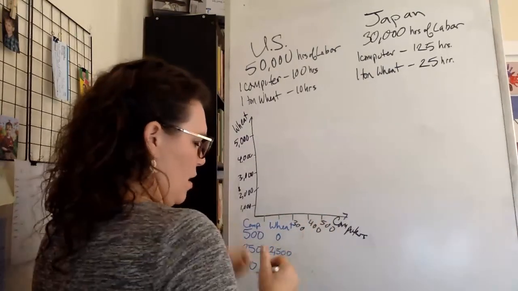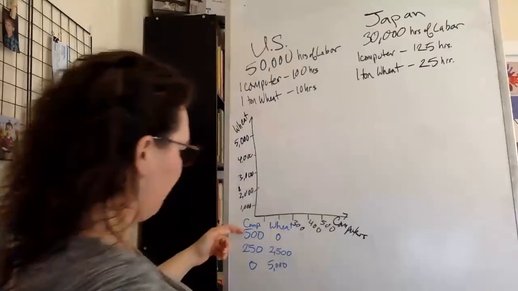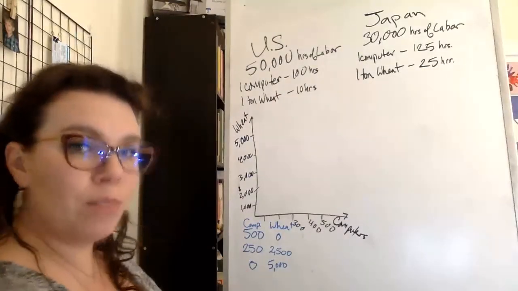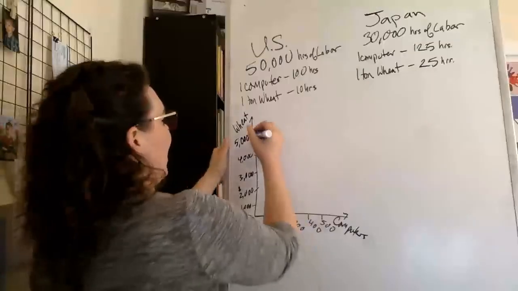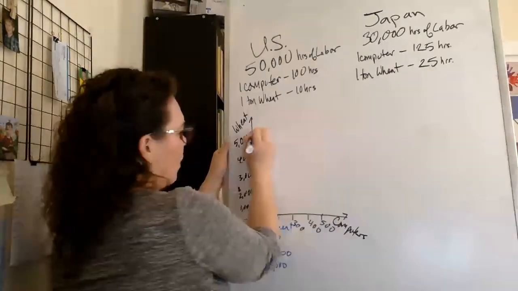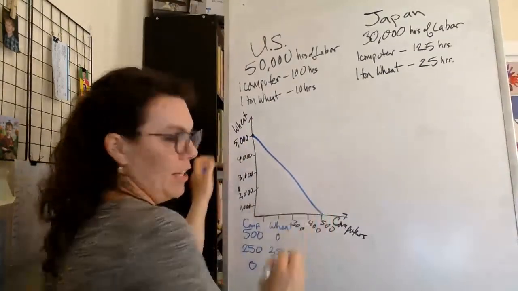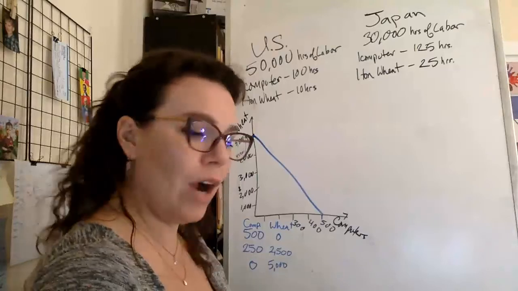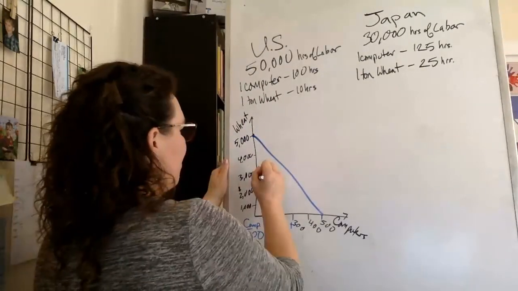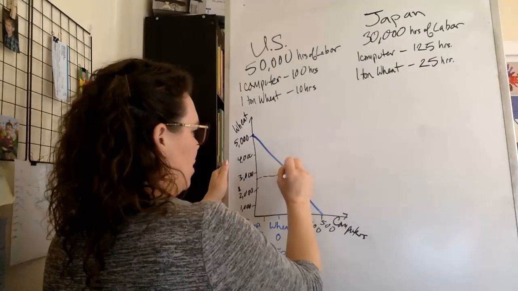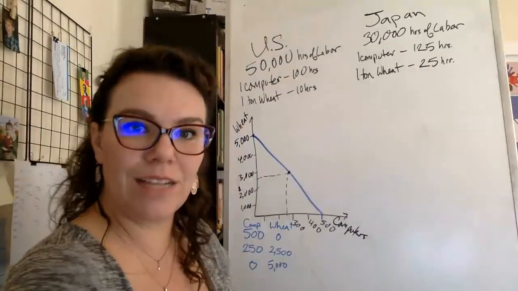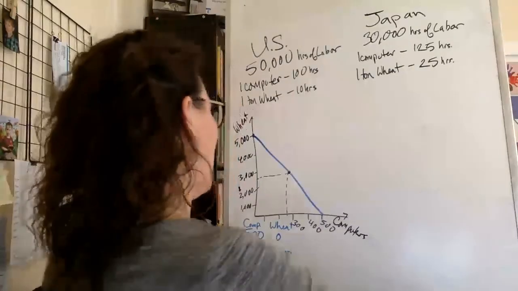Right? And since I found my 3 points, I can go ahead and place them on my graph to help me draw my graph. So I could have all wheat and no computers, all computers and no wheat, or any combination between the two. Now in our example, we assume that the US is going to split their labor and make half computers and half wheat. Right? That's that first example.